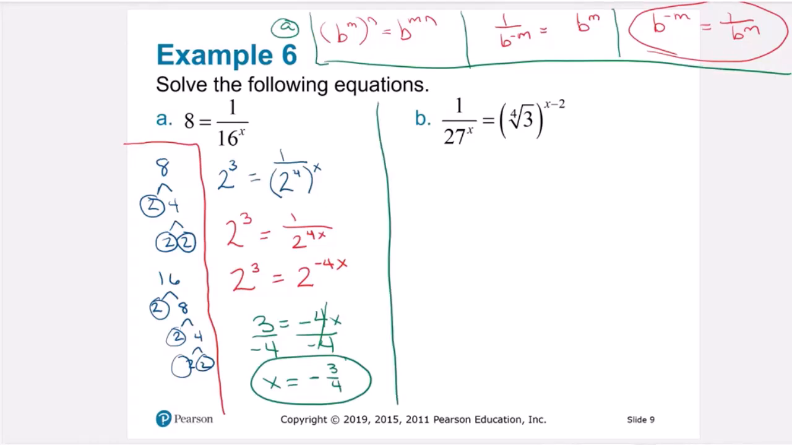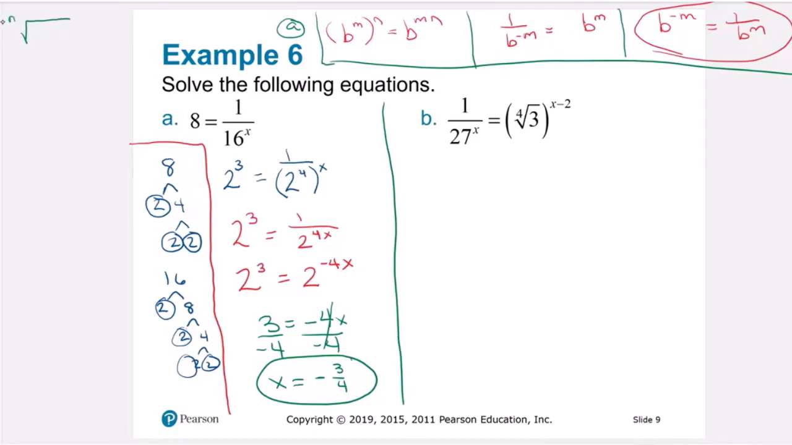The first thing I want to do here is get rid of that whole square root thing. Let me give you the rule for that. If you have the nth root of something to the m power, that's exactly the same as the nth root of that whole thing to the m power. And that equals a fractional exponent. Let's just do the radical part first.